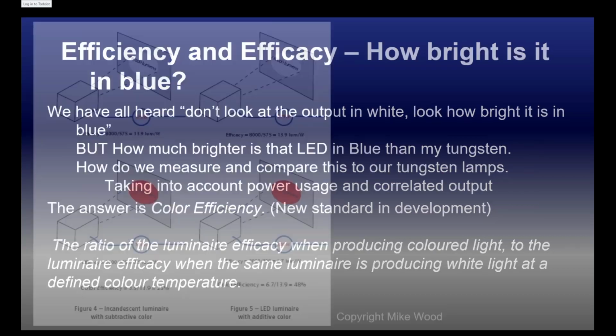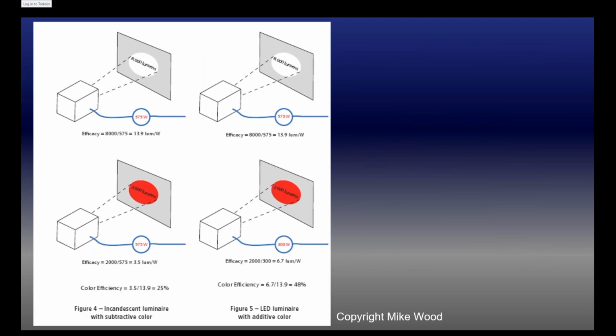So to put that into a diagram, if you've got two white fixtures, figure 4 and figure 5, so two fixtures doing white. Sorry, one of them is an LED luminaire on the right. The left-hand side is an incandescent luminaire in color. When that luminaire is producing blue, in the bottom section, if it's producing a dark blue, say that's 2000 lumens output, on the left-hand side your incandescent luminaire with the subtractive color, you're still driving 575 watts into that fixture to get out 2000 lumens.